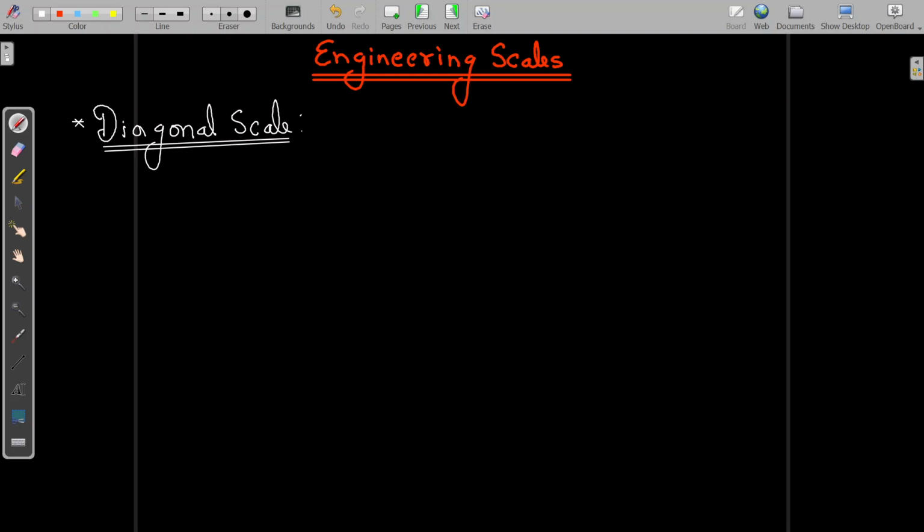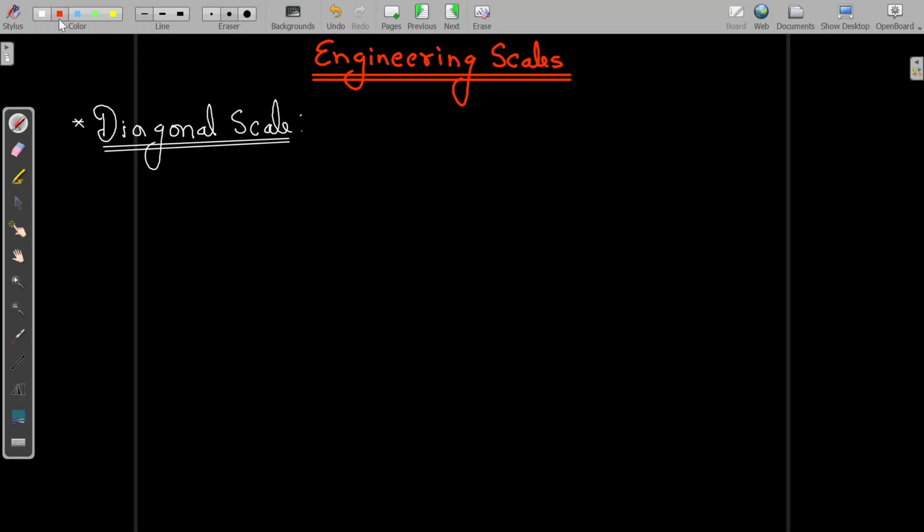So in today's lecture we are going to learn about the diagonal scale. First of all, let me tell you why we use the diagonal scale. Whenever we need to represent the relationship between three consecutive units, or a major division, minor division and its subdivision, then we have to use the diagonal scale.